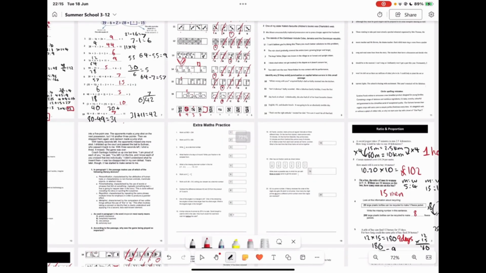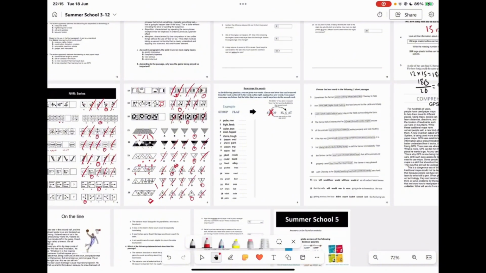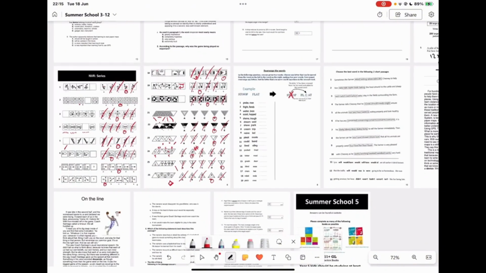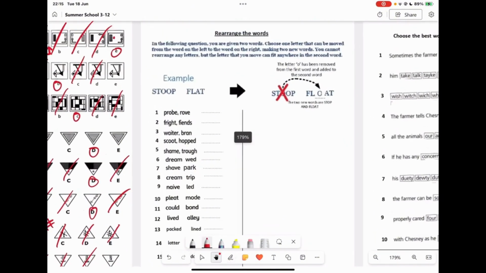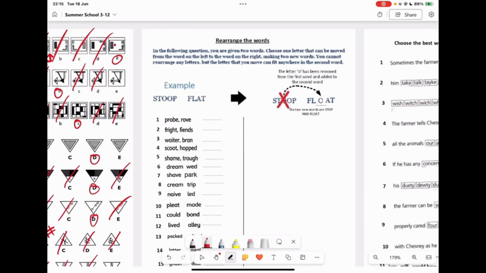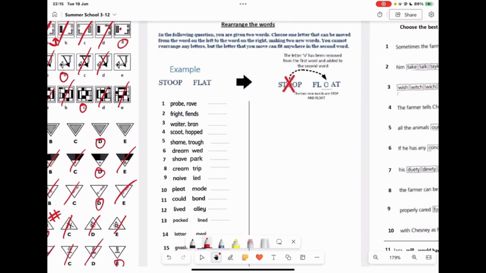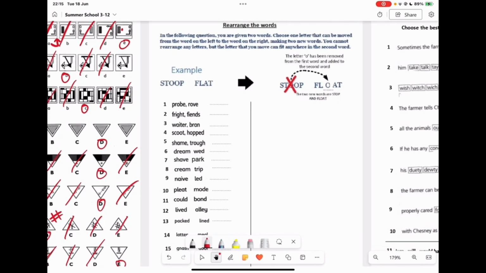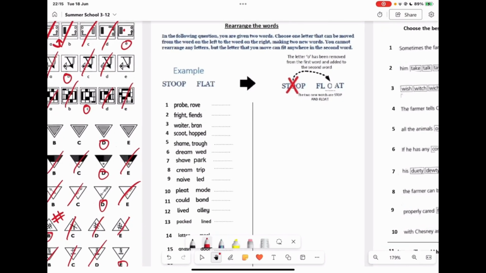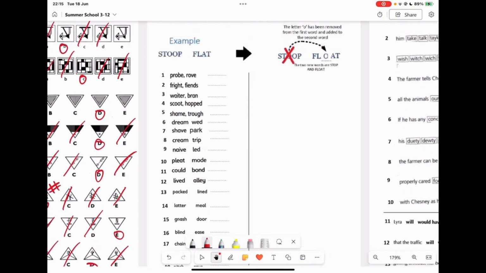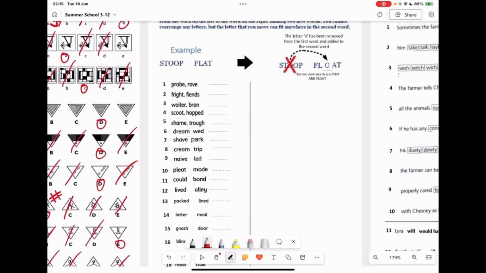Next, let's find question page 8. That's here. So, rearrange the words. In the following questions, you're given 2 words. Choose one letter that can be moved from the word on the left to the word on the right, making 2 new words. You cannot rearrange any letters, but the letter that you move can fit anywhere in the second word. So, for question 1, we have probe and rove.